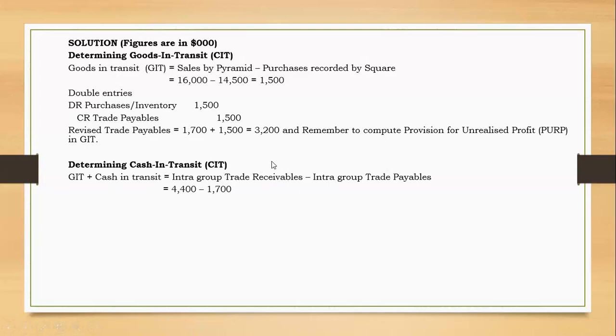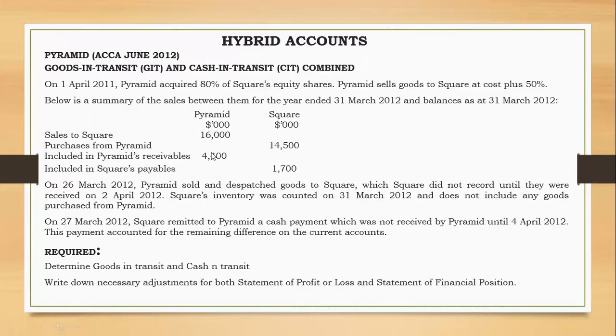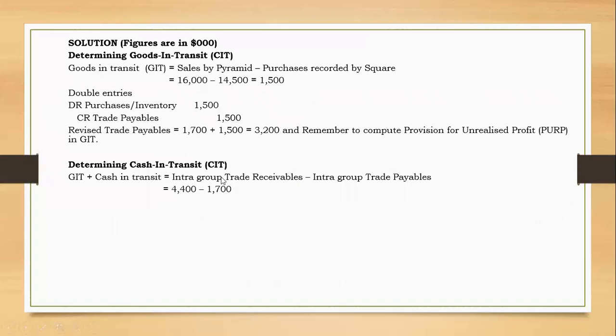What are the trade receivables and trade payables? Let's just go back to the question and take a look there. Trade receivables amount to 4,400, while trade payables equal 1,700. So you take the difference there and you arrive at one figure, 2,700. And this is the sum of goods in transit and cash in transit. But remember that we already have the goods in transit, that is 1,500 up here. So you plug it in there and you end up getting the cash in transit as 1,200.